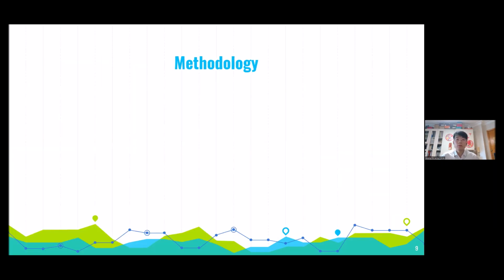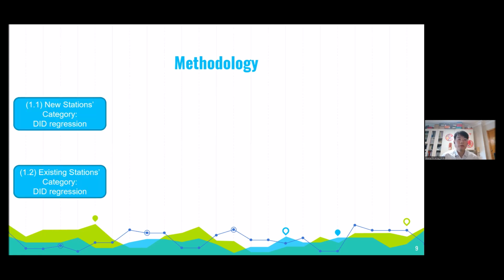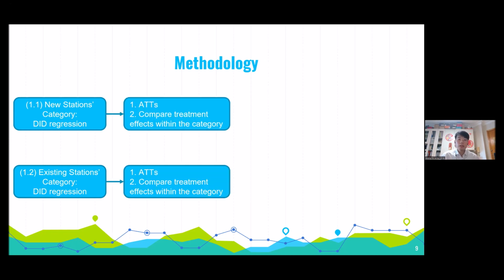Now, allow me to go through our methodology to tackle such a problem. First, since we have 2 categories, we will run 2 different difference-in-differences regressions. By the difference-in-differences regression, we can obtain 2 things. Firstly, we can get the ATT, the average treatment effect on the treated, of the announcement and the opening effect. Second, we can compare the treatment effects by doing a one-sided t-test to see which one is statistically greater than the other.